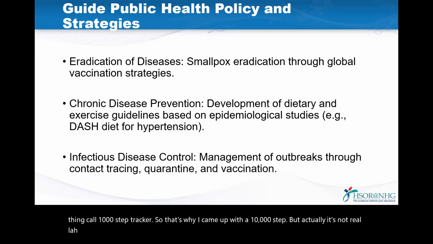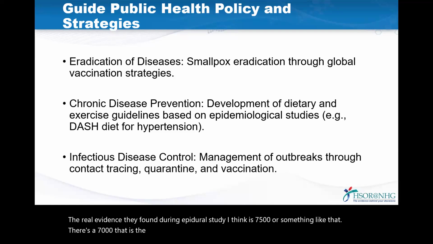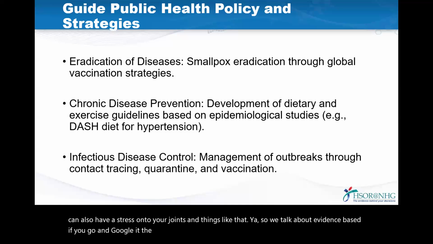The real evidence they found during an epidemiology study, I think it's 7,500 or something like that. There's 7,000 as the optimal number of steps, because if you walk too much, you can also have stress on your joints and things like that. So we talk about evidence-based. If you Google it, the evidence-based is, I think, 7,000 plus. Then there's always this U shape.